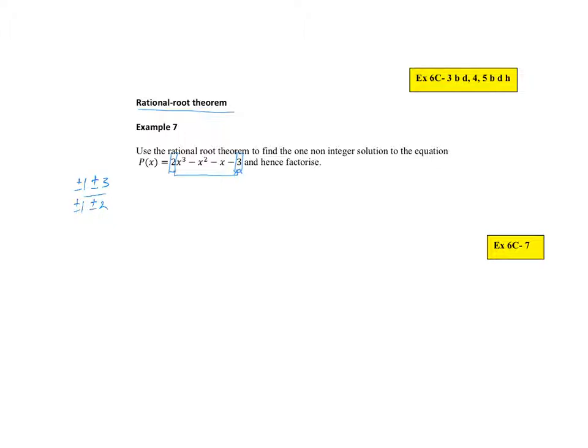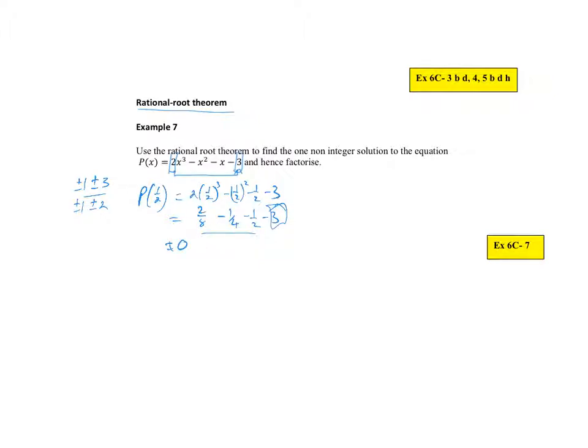So if I just try at random, say p of a half, I get 2 times a half cubed minus a half squared minus a half minus 3. That's equal to 2 on 8 minus a quarter minus a half minus 3. So clearly with minus 3 there are only fractions there, so that's not equal to 0. A half isn't going to work.